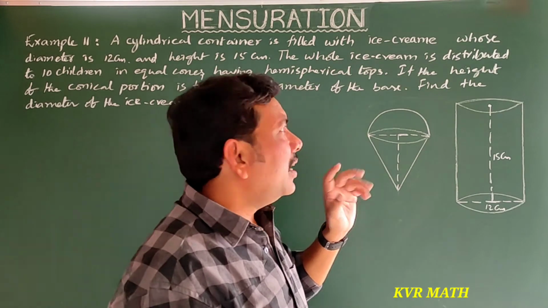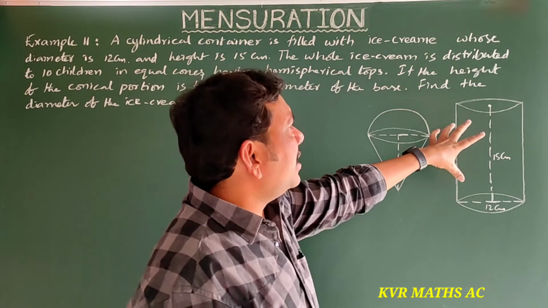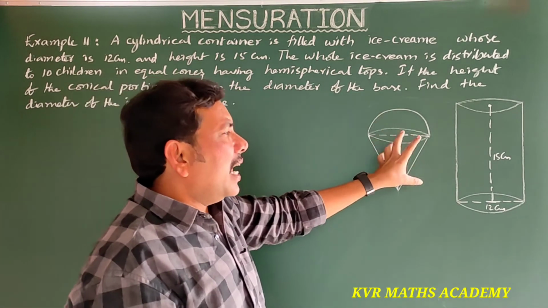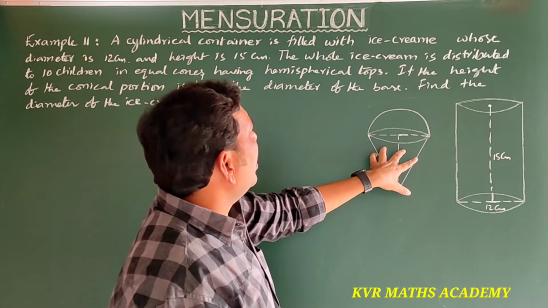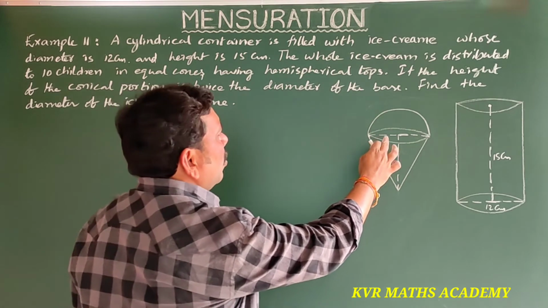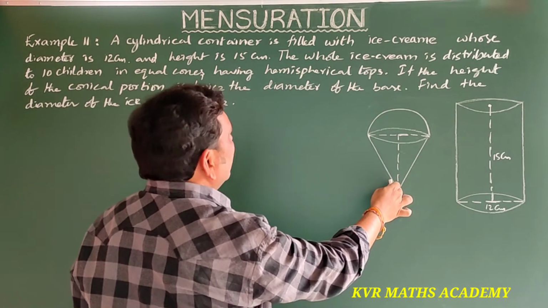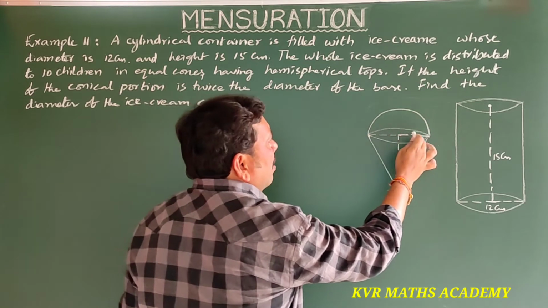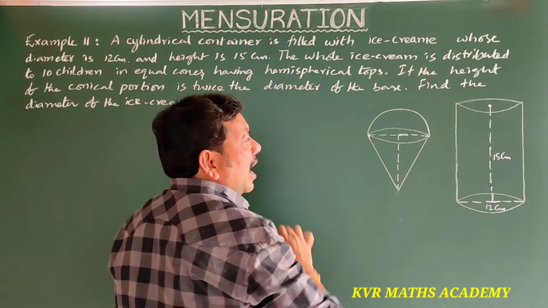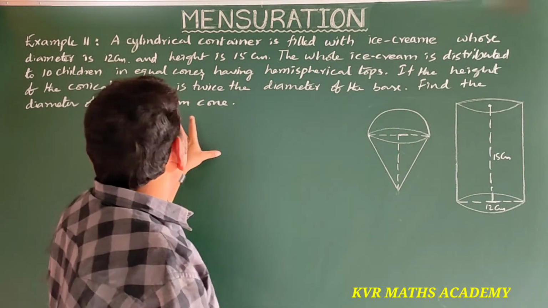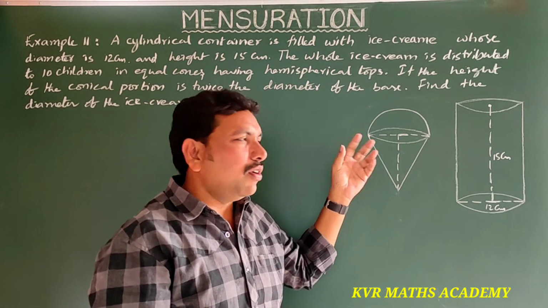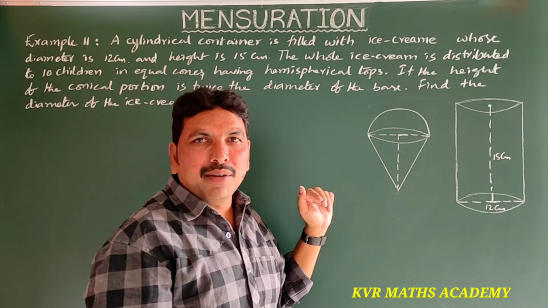The whole ice cream is distributed to 10 children in equal cones having hemispherical tops. If the height of the conical portion is twice the diameter of the base, then find the diameter of the ice cream cone. We have to find the diameter of the ice cream cone.